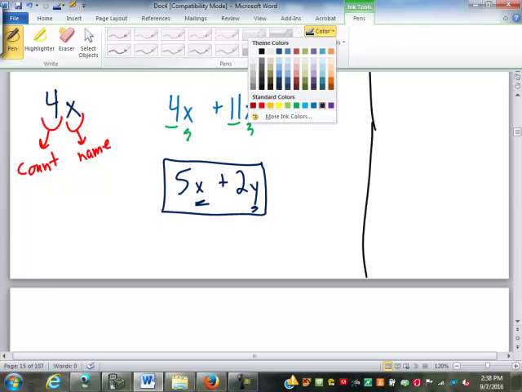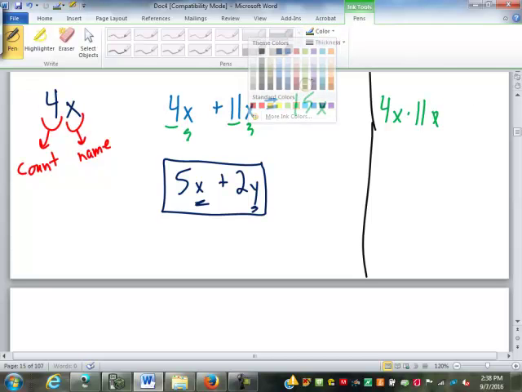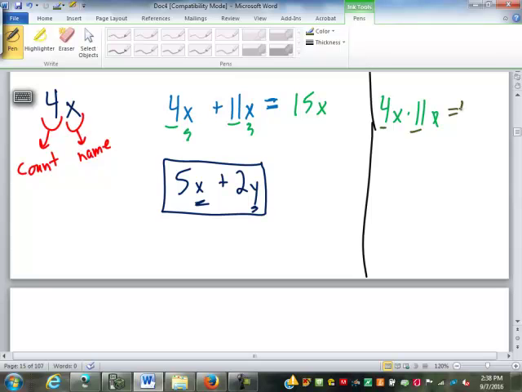When we multiply 4x times 11x, we multiply the counts. 4 times 11 is 44. Then we also multiply the names. Just like inches times inches become inches squared, x times x becomes x squared.